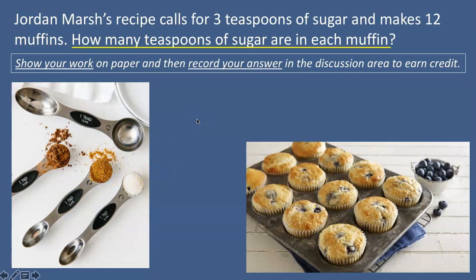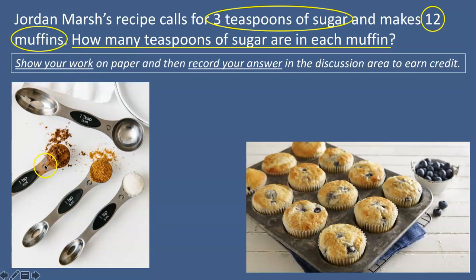I'm going to start by underlining the question. How many teaspoons of sugar are in each muffin? So we're trying to figure out in one muffin how much sugar is inside of it. We are given 2 numbers in this problem. We are given 3 teaspoons of sugar and 12 muffins.